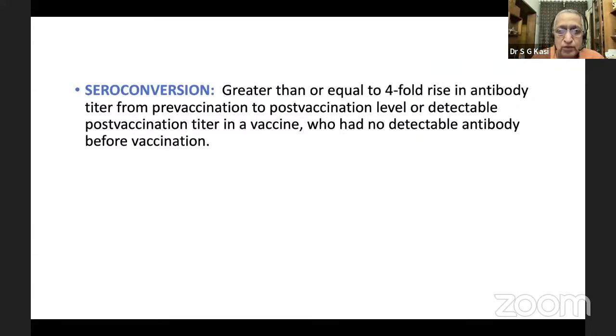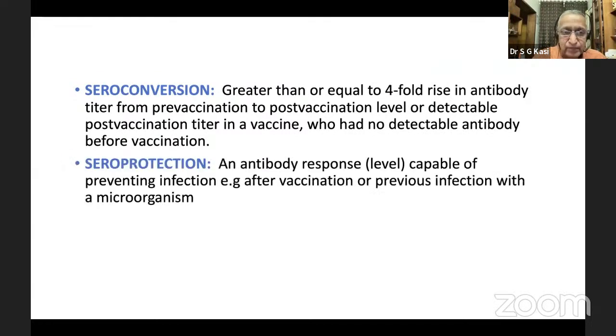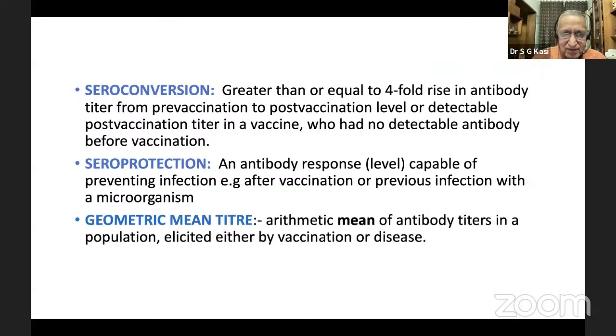Seroconversion. What is seroconversion? A greater than or equal to 4-fold rise in antibody titers from pre-vaccination to post-vaccination. Or in a situation where there are no antibodies at all in the blood, the appearance of detectable antibodies following vaccination is called seroconversion. Seroprotection is an antibody response capable of preventing infection. Okay, that is seroprotection, which is there for many of the vaccines.